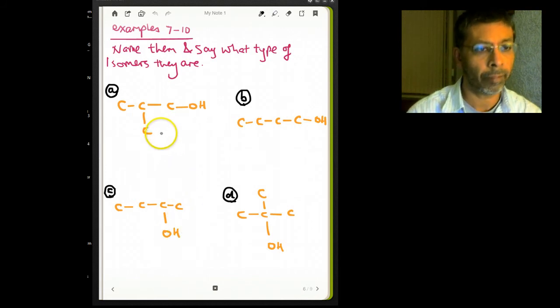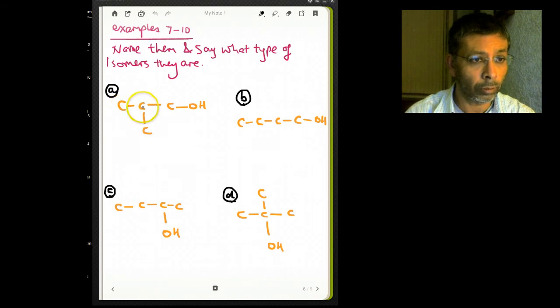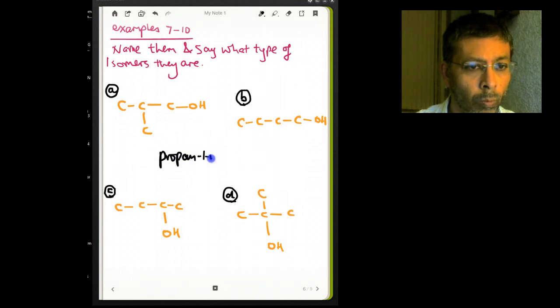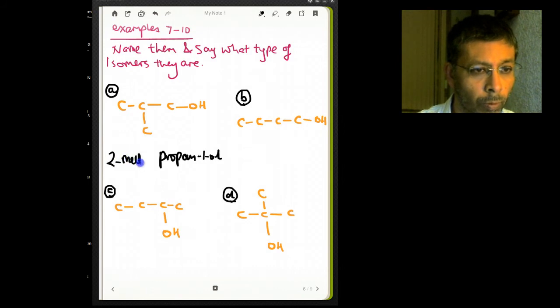Right, let's name this one then. First, longest chain, 1, 2, 3. So it's going to be propan. And the OH group is on carbon number 1. So it's propan-1-ol. And then you have, if you carry on counting from this side, 1, 2, because that's where you started, propan-1-ol. And the second carbon's got a methyl group, a CH3. So it's on the second carbon, 2-methyl. 2-methyl propan-1-ol.